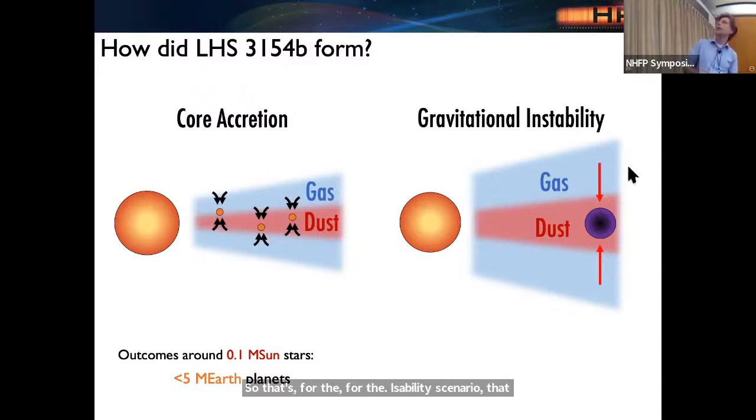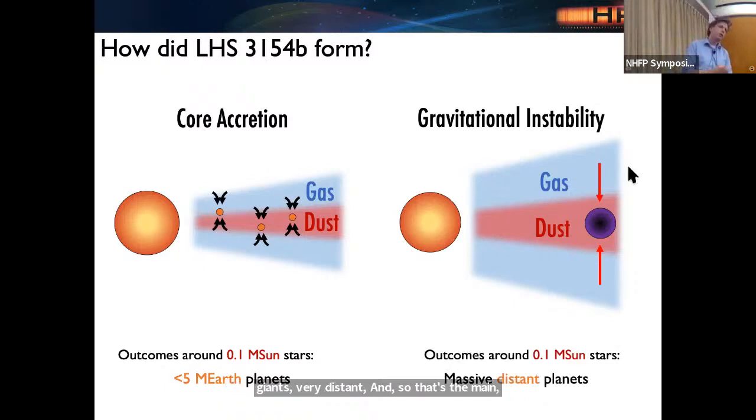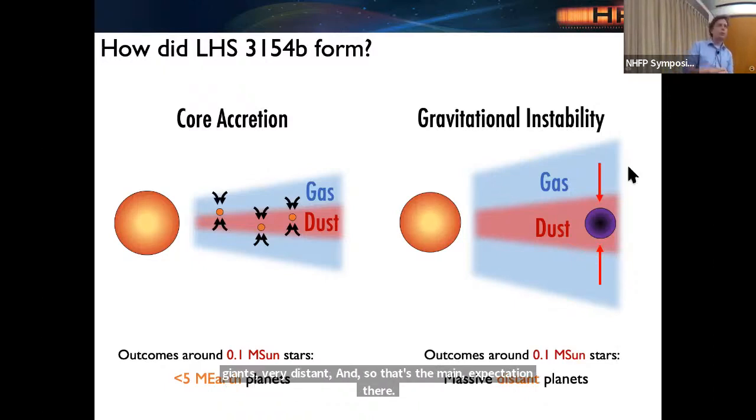The scenario there is that both the gas and the dust disk masses are much higher, so massive that they start to collapse according to their own self-gravity. This is more along the lines of how brown dwarfs and stars form. This scenario can help explain the formation of massive gas giants at very distant orbital periods. That's the main expectation there. Our planet, LHS 3154b, is somewhere in between. It's a Neptune in a very close-in orbit.